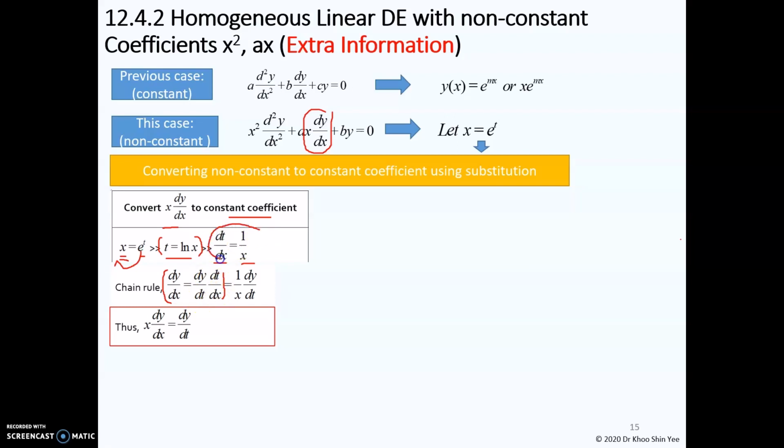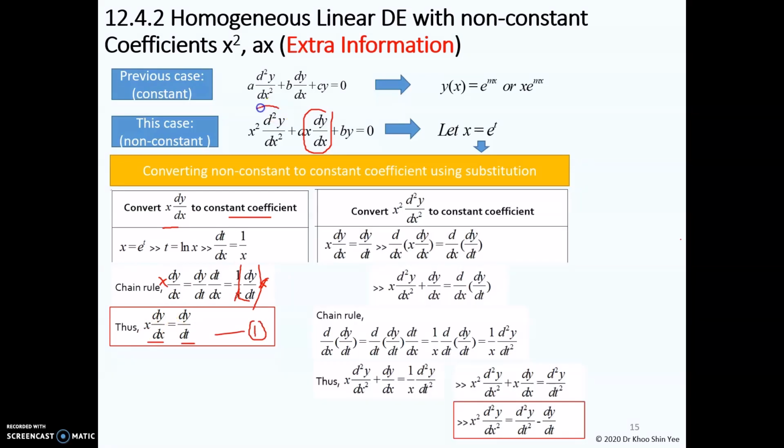So we can substitute this inside to obtain this. Then you can multiply both sides with x. So this will be cancelled to obtain dy over dt. And on the left hand side you have x dy over dx. So this is the first equation. We can continue to convert this term to a constant coefficient. So this is the step.